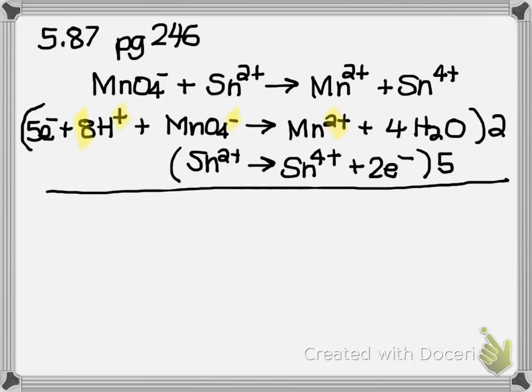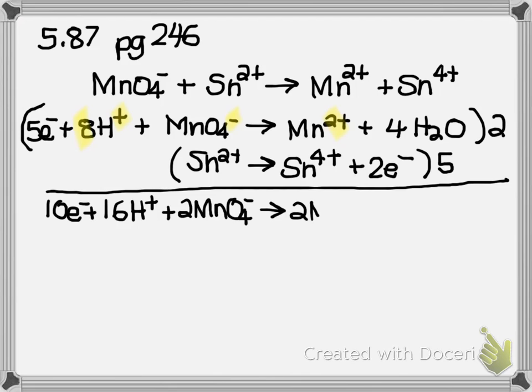So I'll multiply the first half reaction by 2 to get 10 electrons, and the second half reaction by 5. I'll go ahead and rewrite those so we can see what it would be. So rewriting the first half reaction, remember to multiply the 2 all the way through. And then on the second one, multiply the 5 all the way through.